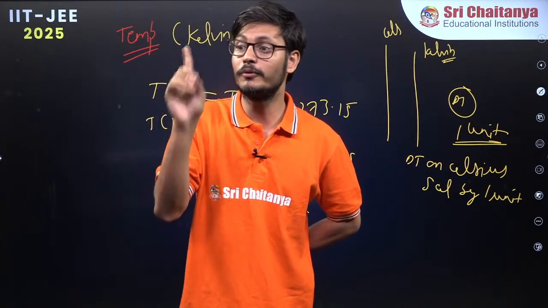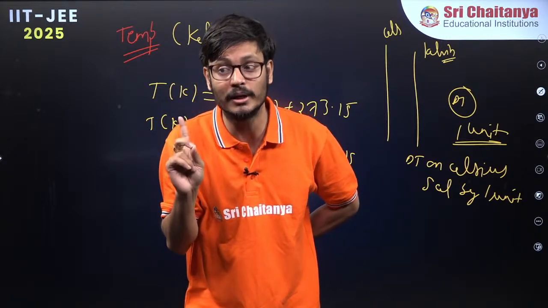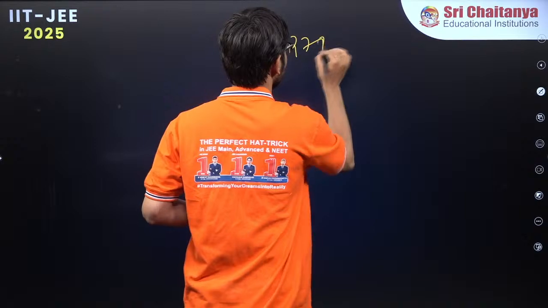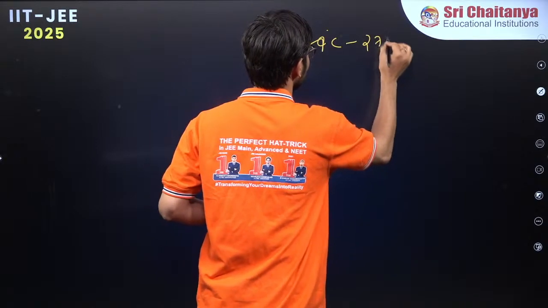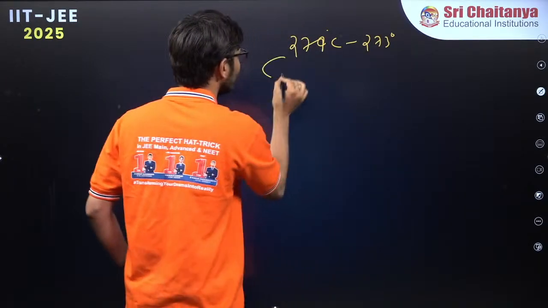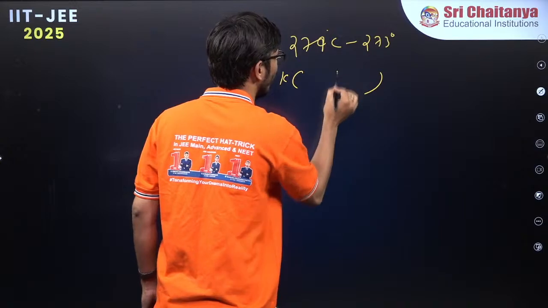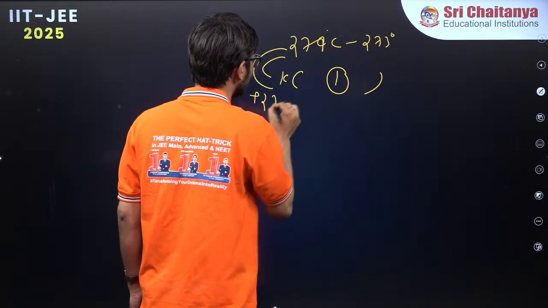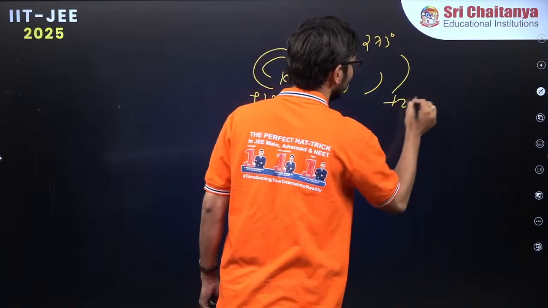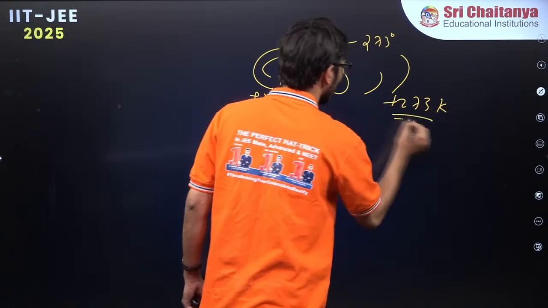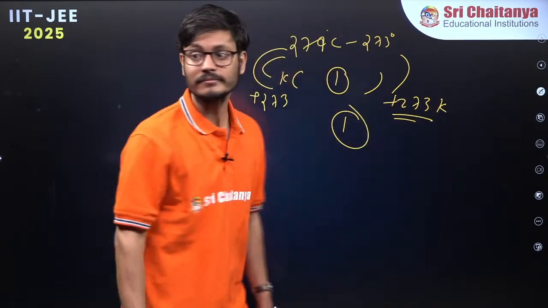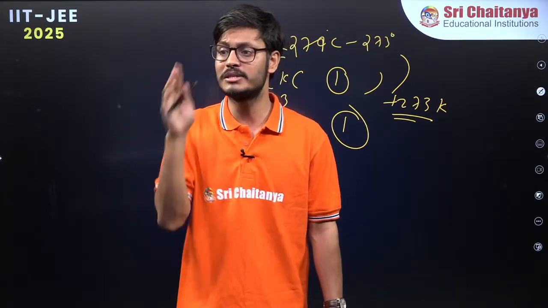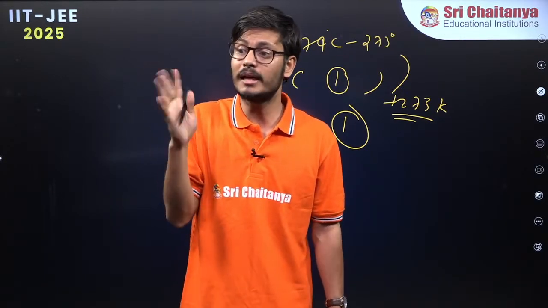Most of you are going with 273. Please don't do that. See, 274 degrees Celsius minus 273 degrees Celsius, you convert this into Kelvin. The change will always be 1. If you add 273 to each, it is Kelvin now, but the change will always be 1. Is it clear to everyone? Yes, the change will be 1.